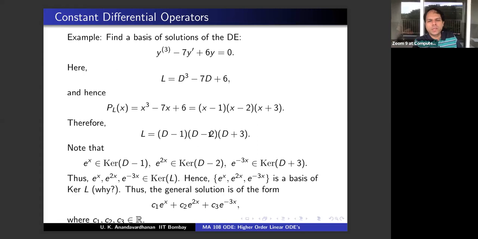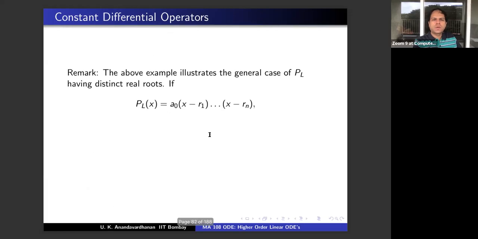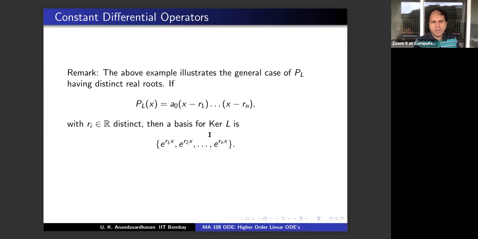So we have already proved a theorem that if the characteristic polynomial has distinct roots, then you have already obtained a basis of the solution space. Okay, so if you have this, then what is the basis? Basis is e^(r1 x), e^(r2 x), etc., e^(rn x), and we have proved this. I did not give the proof here, but we detailed the proof in one example, and that's the same proof.